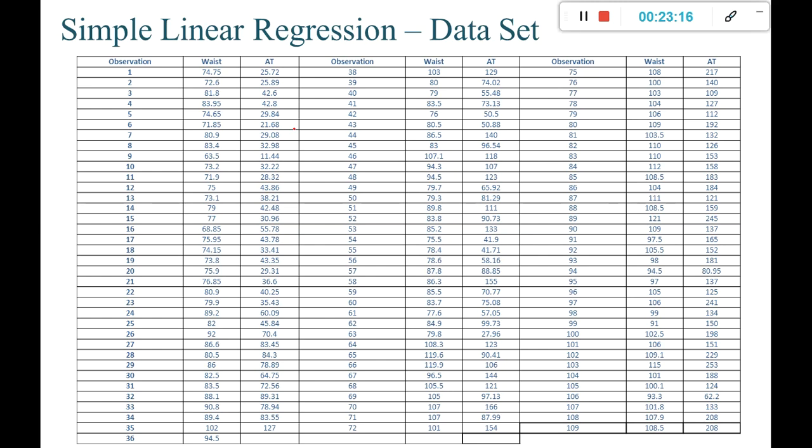Now this is the data given to us, wherein the waist circumference and the adipose tissue are given to us. Now here, those enthusiast people have to understand that we have been given 109 observations. Number one thing is, this data is called historical data.